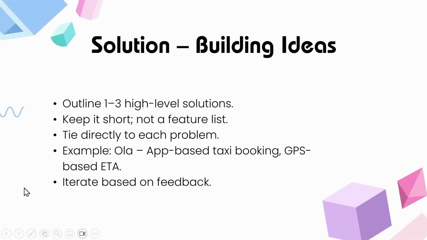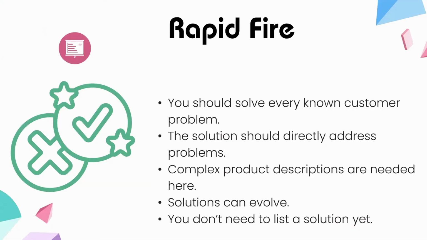Okay, so based on the solution block, let's do a quick rapid fire. True or false? You should solve every known customer problem. False. You know the problem, and then you map it with the customer and then you solve it. You don't solve it because the customer has 10 problems. Next, the solution should be directly addressed to the problems. True or false? True.